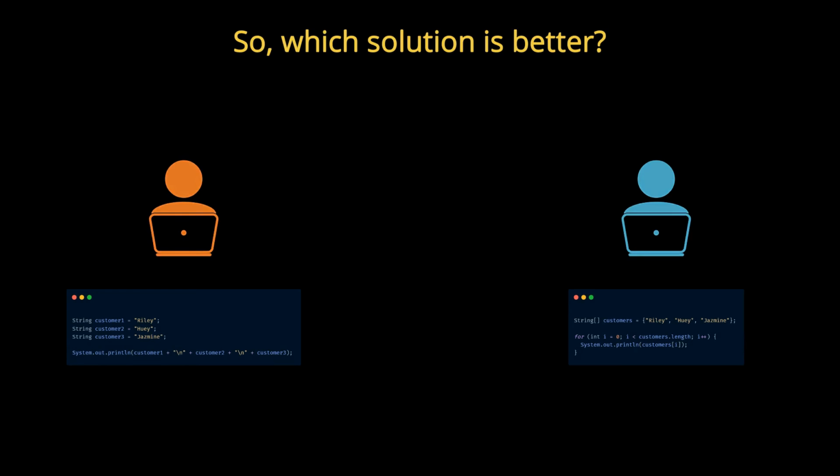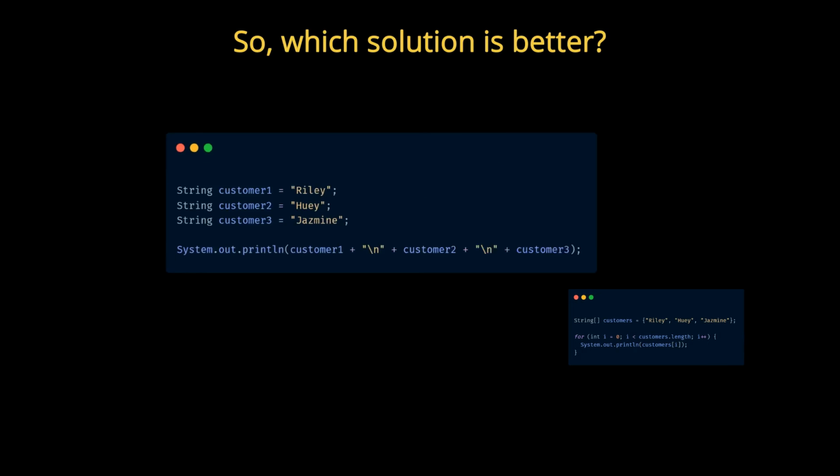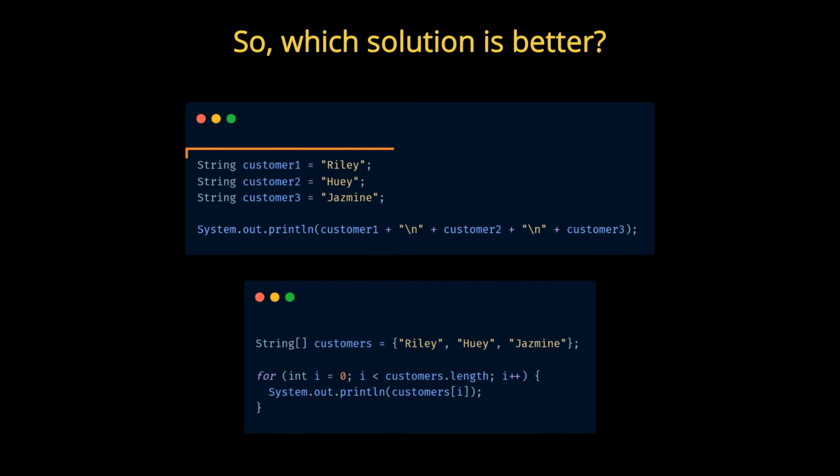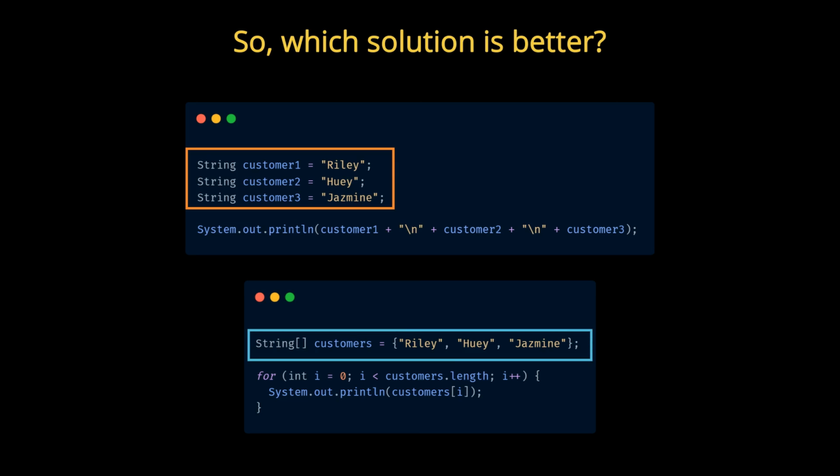So when figuring out which solution is better, the first question that we should ask ourselves is, given the data, which in this case is our customers, is the data structure that Orange and Blue chose appropriate? In this case, Orange chose to store the customers in string variables, whereas Blue chose to store the customers in a string array. But which one is more appropriate in this situation where it's going to help us optimize the algorithms that we perform?